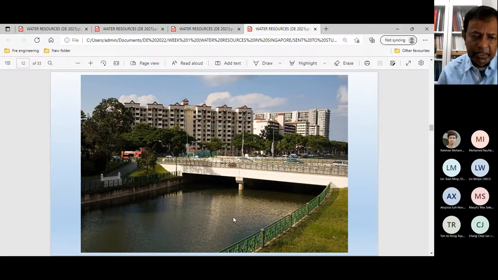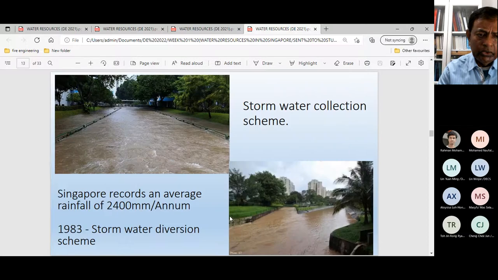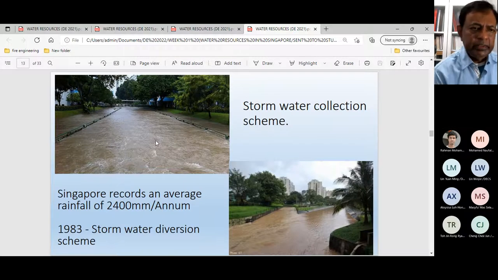Sometimes it can be more turbulent, because if the rain is very heavy, you will end up with turbulent flow, and also the possibility of flooding. But the truth is that you will be able to get a substantial amount of water diverted and utilized for drinking water.